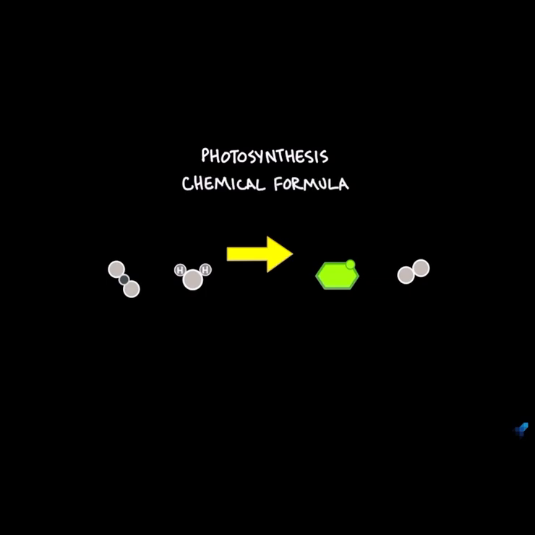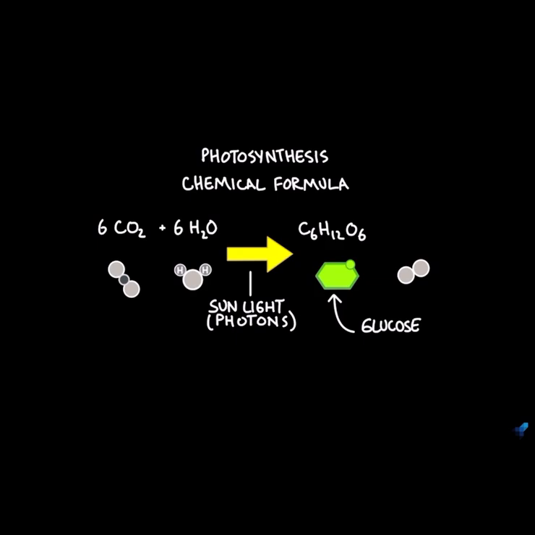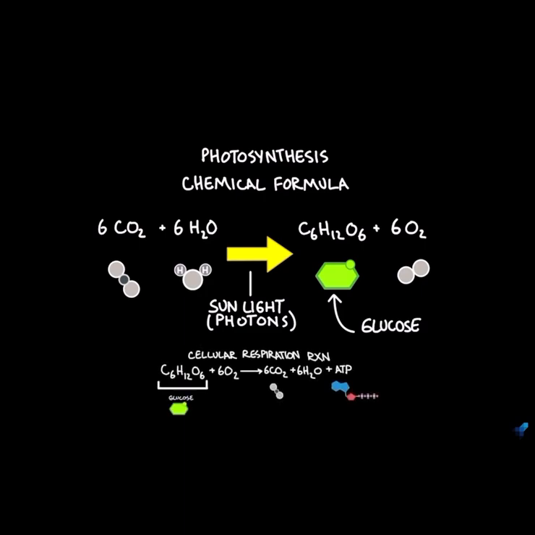The chemical formula for photosynthesis is 6CO2 plus 6H2O with the help of sunlight yielding sugar, which is C6H12O6, plus oxygen. If you have watched my cellular respiration videos, then you will recognize that this is the exact reversal of cellular respiration. Pretty cool.